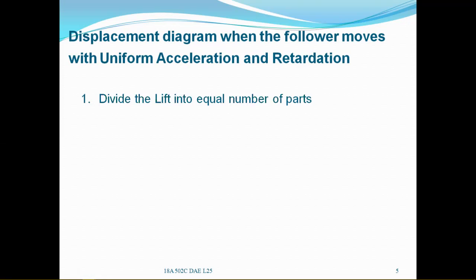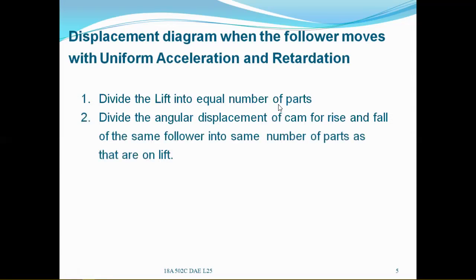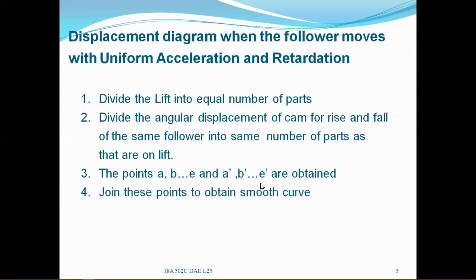Now here let us see the same thing. Divide the lift into equal number of parts and divide the angular displacement of the cam for rise or fall of the follower into the same number of parts as are in the lift. Points A, B, C, D, E, and similarly A dash, B dash to E dash are obtained, and join these points to obtain a smooth curve.